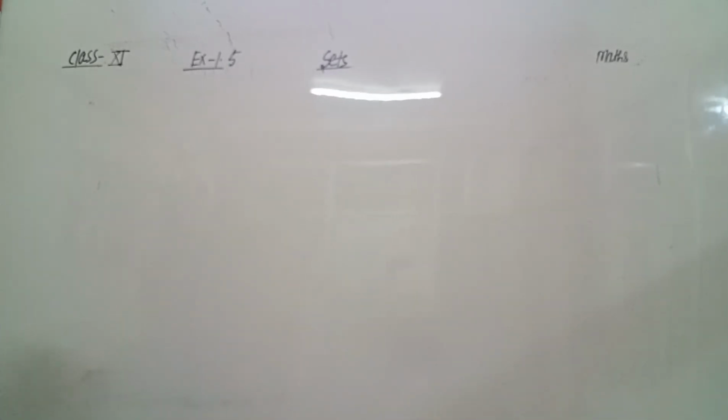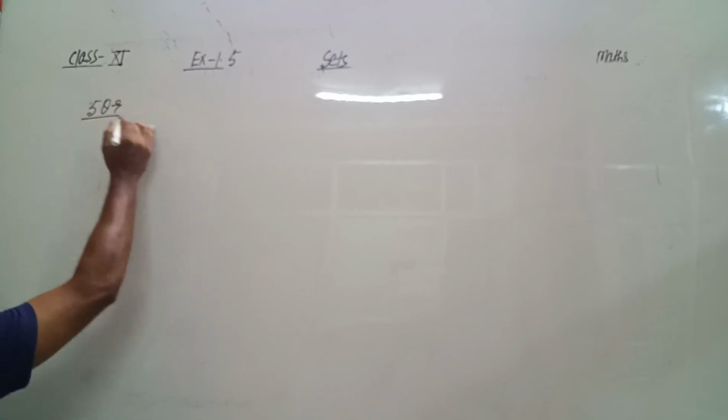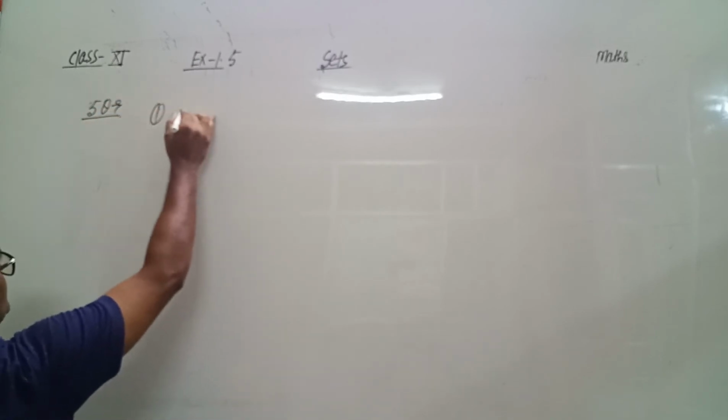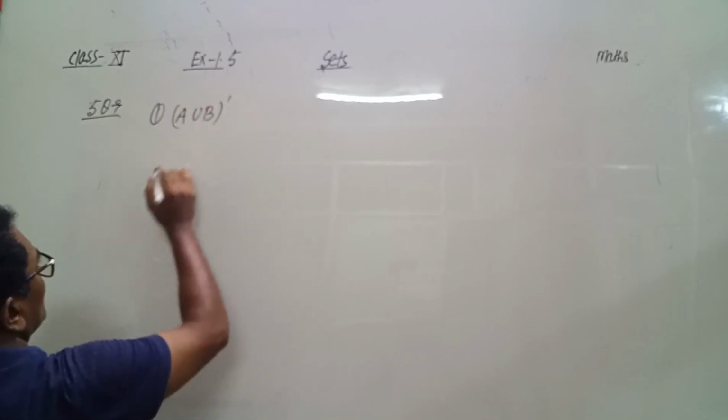Now next question, question number 5. Draw appropriate Venn diagram for each of the following. First is A union B dash.